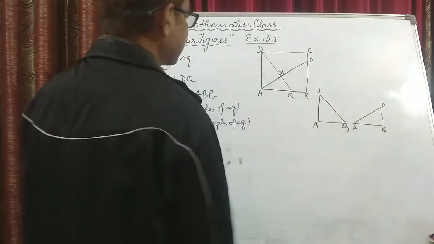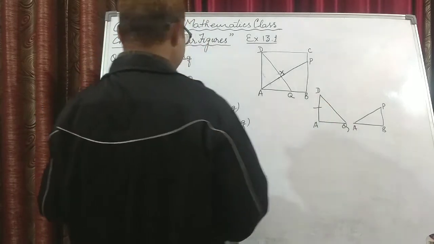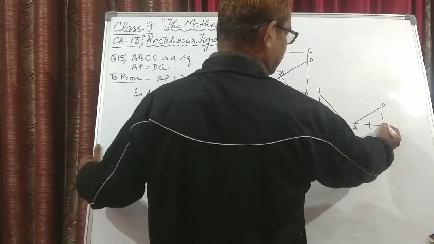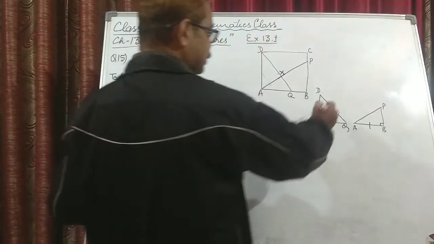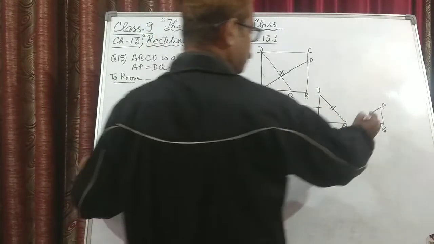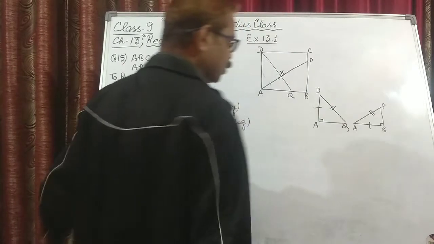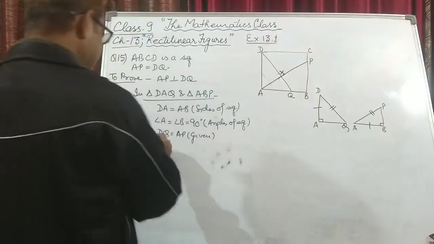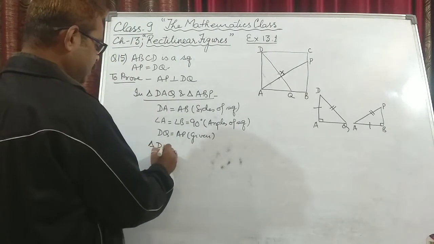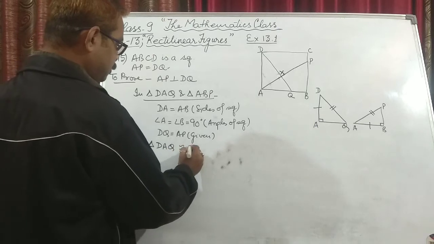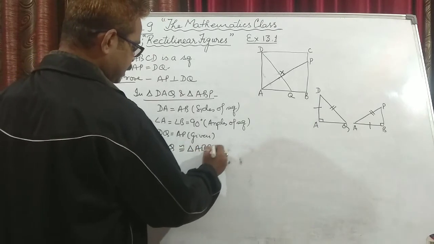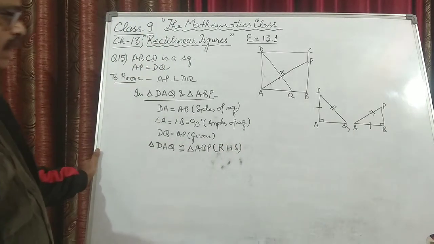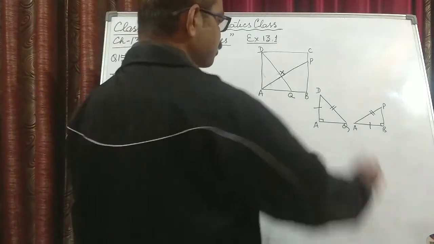Now, in these two triangles, first thing is DA is equal to AB. Second thing is angle A is equal to angle B. Third thing is DQ is equal to AP. So, right angle hypotenuse side, right angle hypotenuse side. We can say that triangle DAQ is congruent to triangle ABP by which rule? RHS. RHS stands for right angle hypotenuse side, and that is applicable in right angle triangles. So these two triangles are congruent.